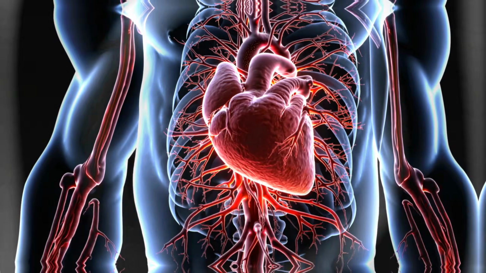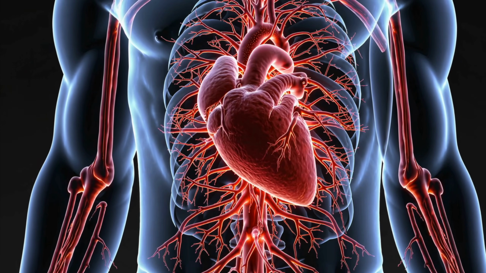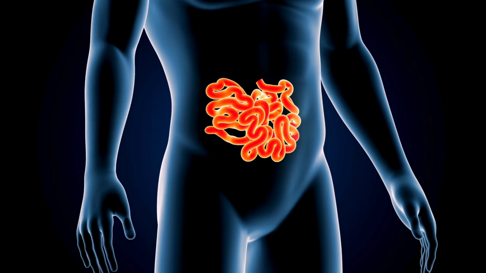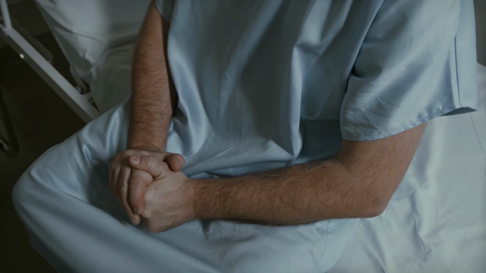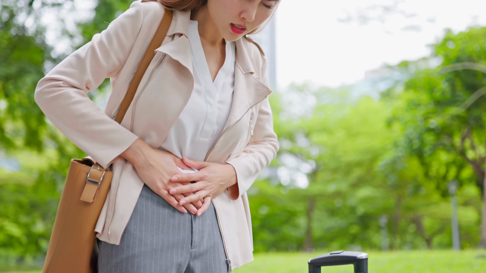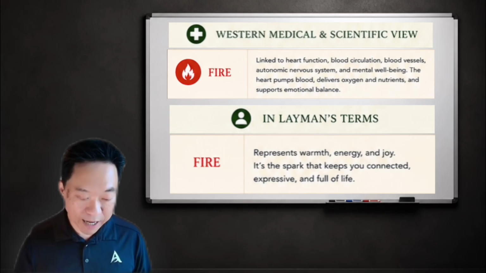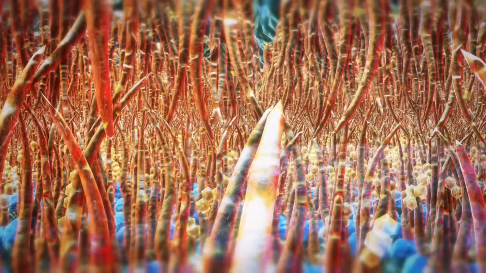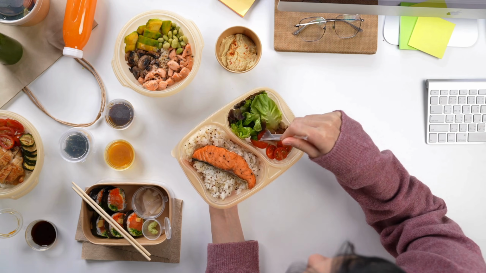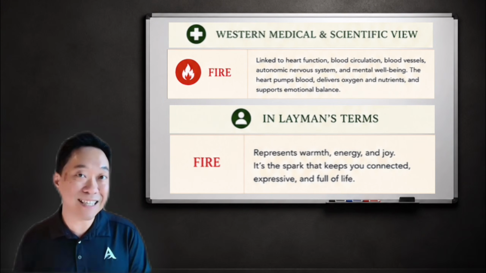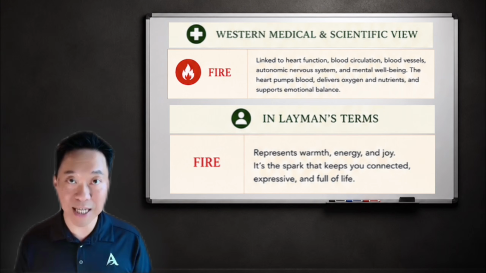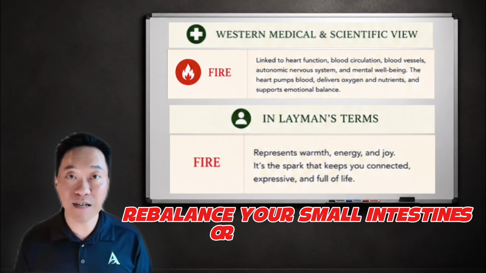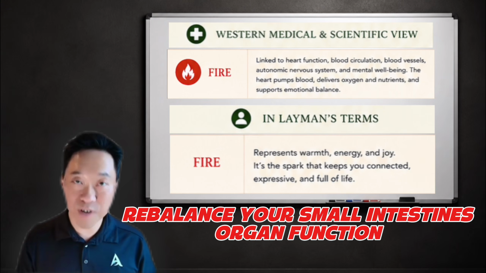But if you have blood pressure problems, it could be a heart problem because the fire element is related to your small intestine. If you have Crohn's disease, that could be a fire element problem. You need to restore the function of your small intestine. If you have nutrient deficiency, you're not able to absorb the nutrients from your food, you could have a fire element problem. To fix that, you don't take pills, whether it's medication or supplements. You have to do something to rebalance your small intestine organ function.